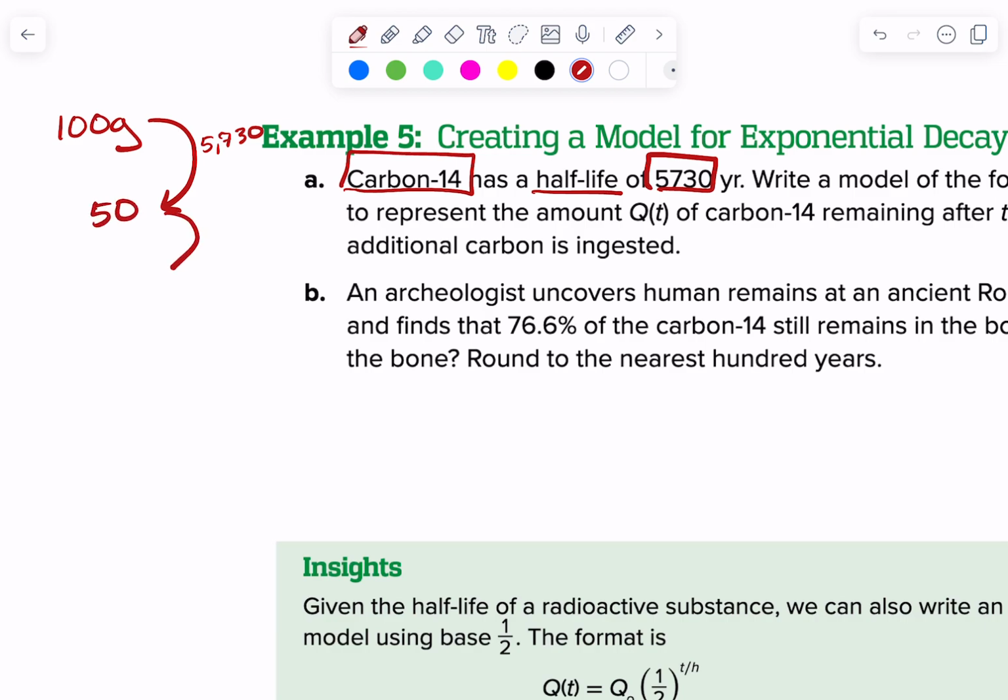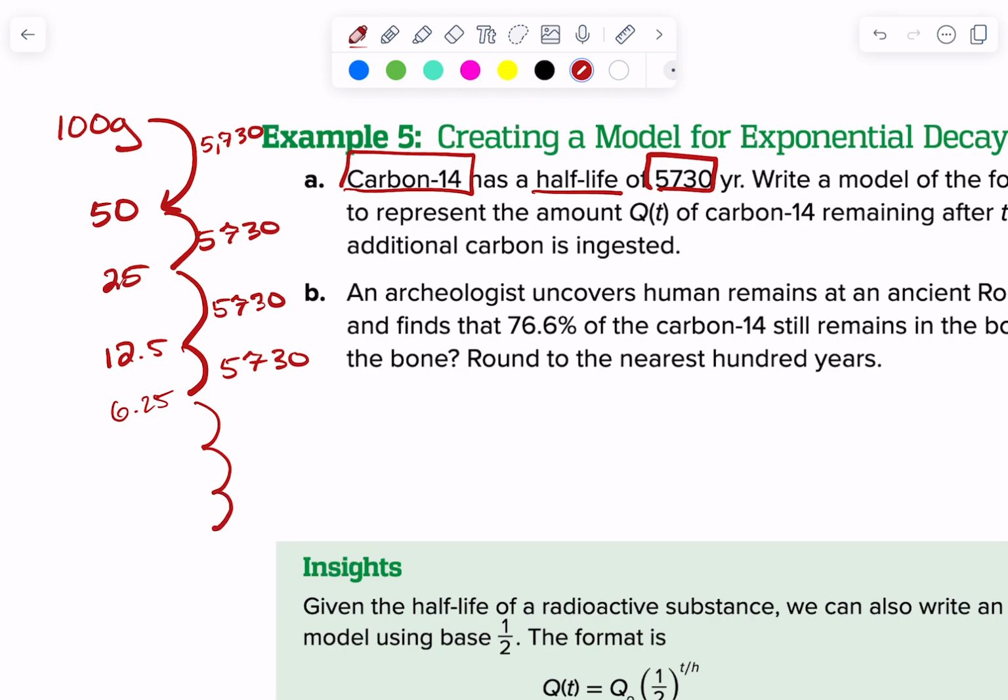50. And then another 5,730. How much is left? 25. And then another 5,730. How much is left? Still not a lot. 12 and a half. And another 5,730, that's like 20,000 plus years. That is 6.25. And it keeps cutting in half and cutting in half. And we can figure out by the end how many years-ish have elapsed. And that's how they date these prehistoric animals that they find the bones of.